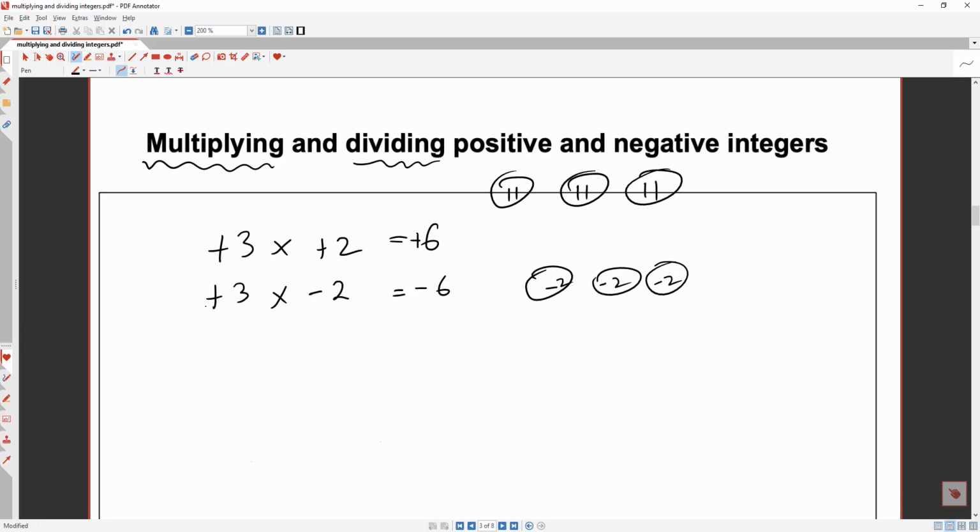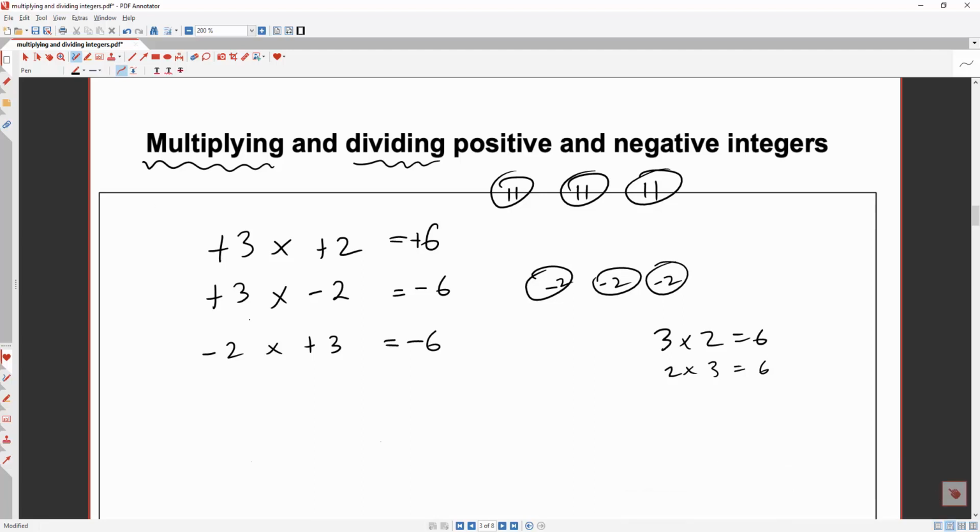So we're going to conclude that a positive multiplied by a negative is a negative. Now one thing you notice with multiplication is 3 times 2 equals 6 and 2 times 3 equals 6. It has this property that it doesn't matter which order you do the multiplication in. So in fact, we could reorder this and do negative 2 times positive 3, and that will also equal negative 6. So the third conclusion we're going to make is a negative multiplied by a positive is a negative.